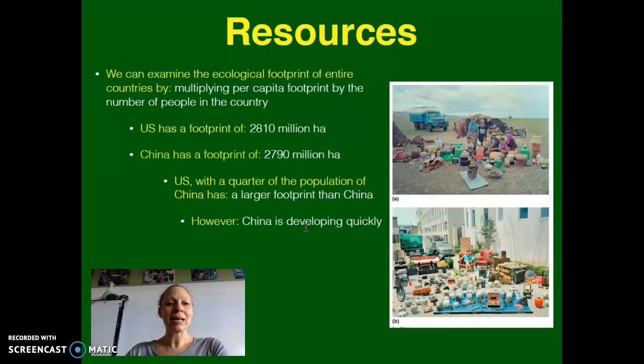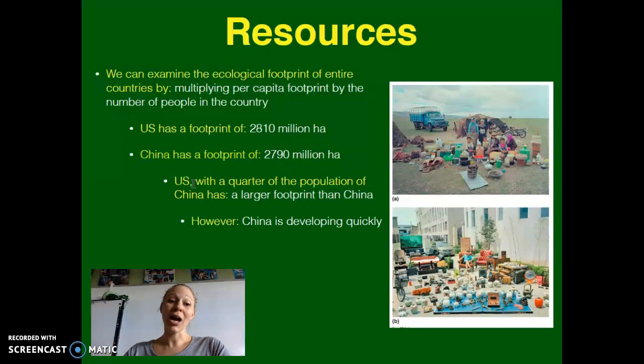And so we can examine the ecological footprint of an entire country by multiplying the per capita footprint by the number of people in the country. And so the U.S. has a total footprint. If you multiply the ecological footprint of the country times the number of people, we have an ecological footprint of 2,810 million hectares, whereas China has 2,790 million hectares.